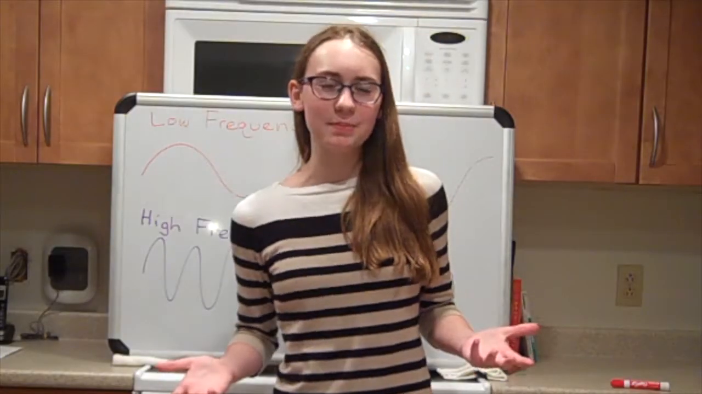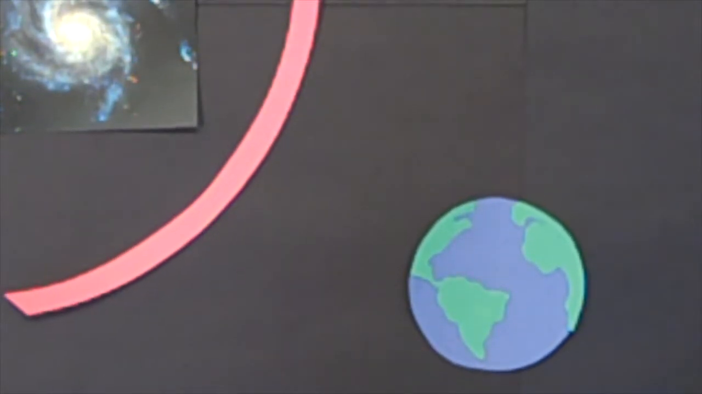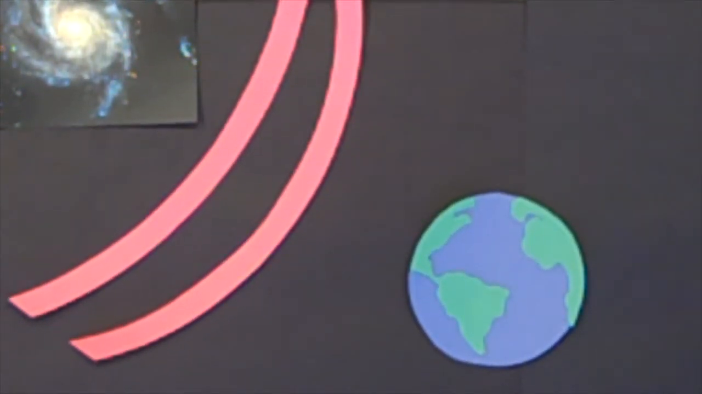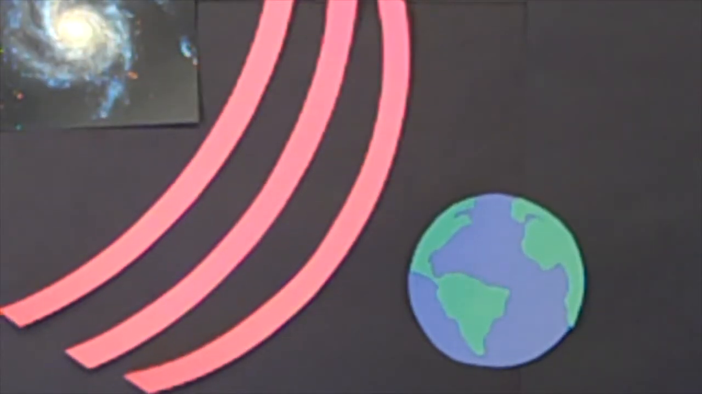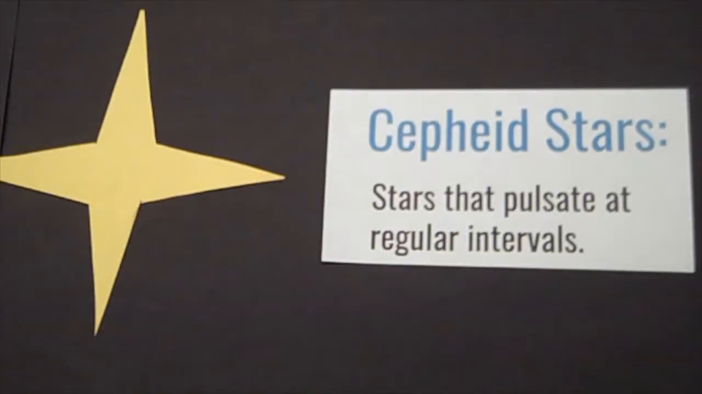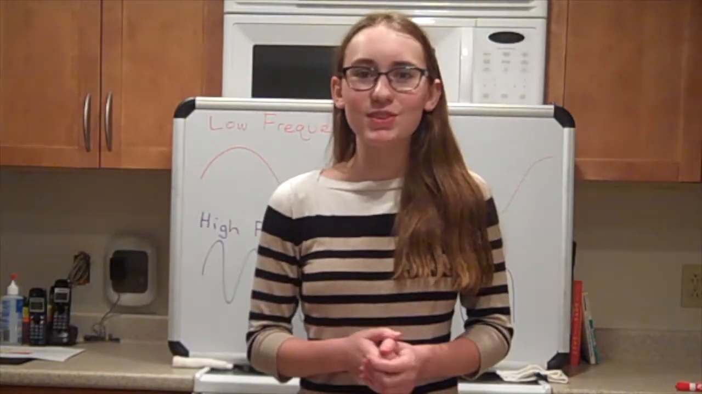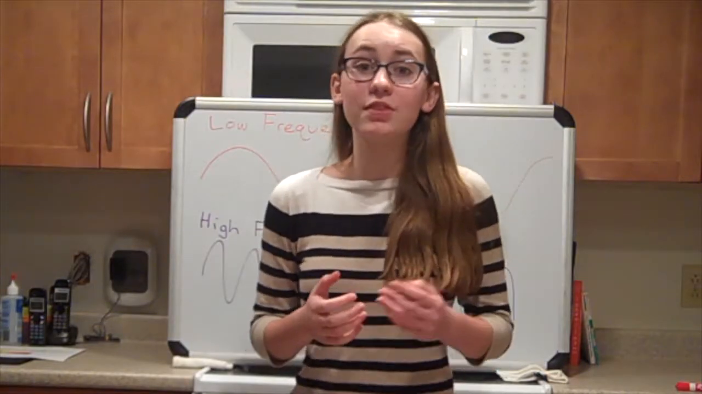So, why should you care? Well, let's look at the big picture. In 1929, Edwin Hubble looked out at distant galaxies, and he noticed that they had this strange red shift to them. He was like, that's weird. So he started to do some research with these things called Cepheid stars, which are stars that pulsate at regular intervals. Now, in his research, Hubble realized that this strange red tint was a result of the Doppler effect.